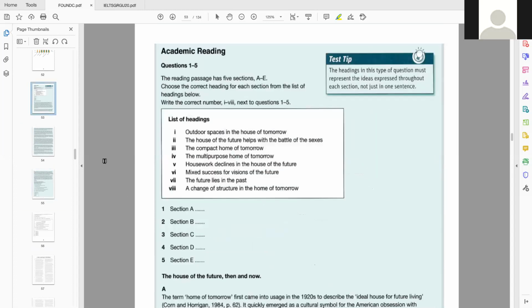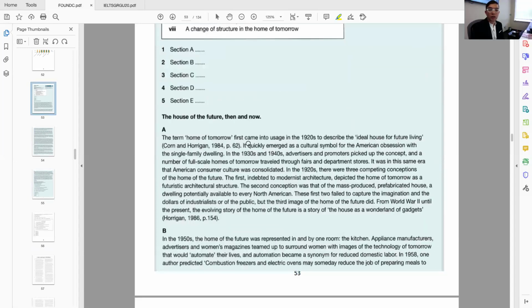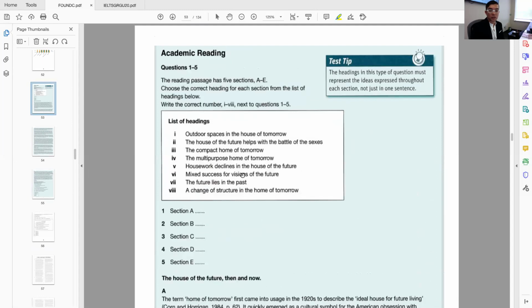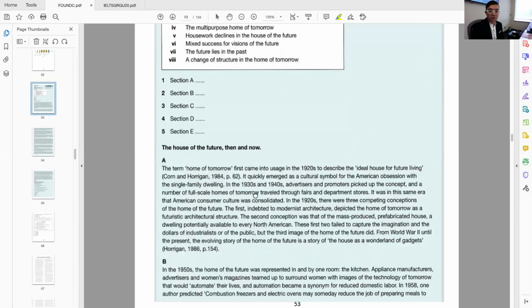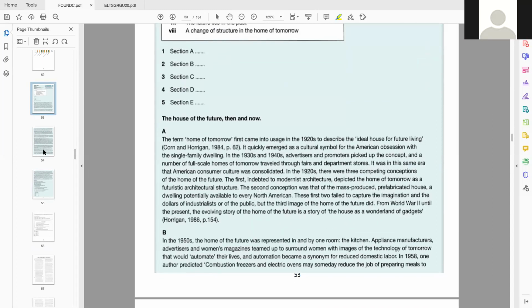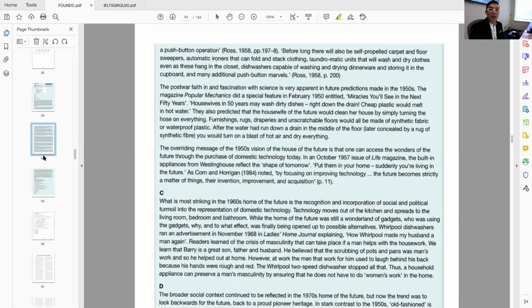About psychologist in the building or what? No, this one, 53, Fahima. This one. About housing. The house of the future. Yeah. Okay.